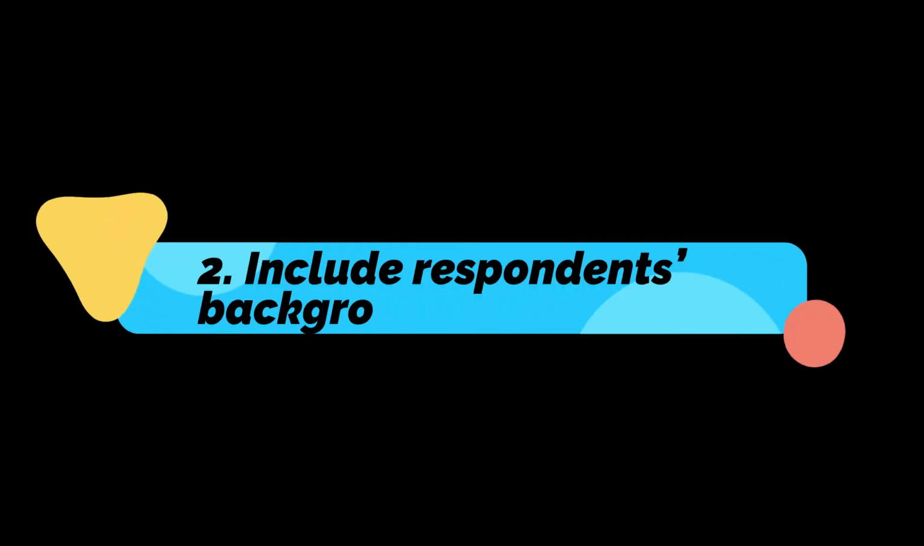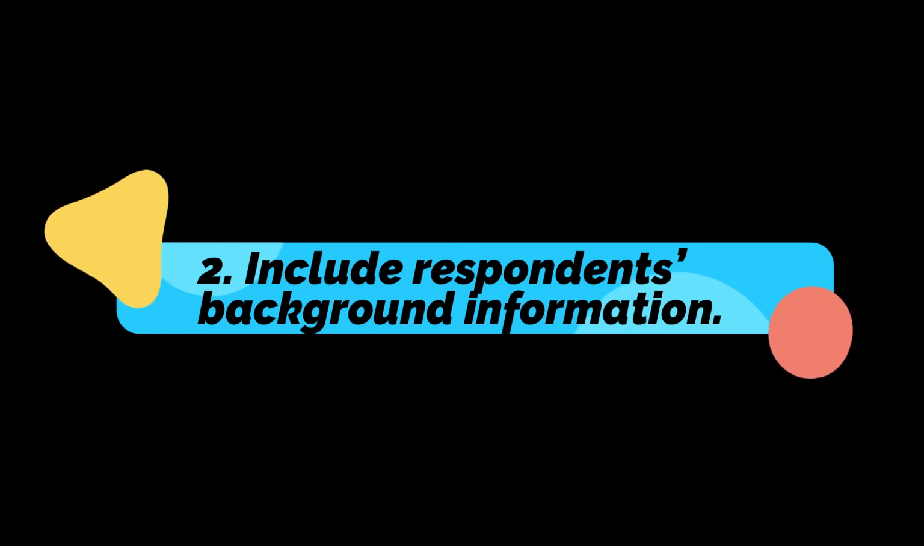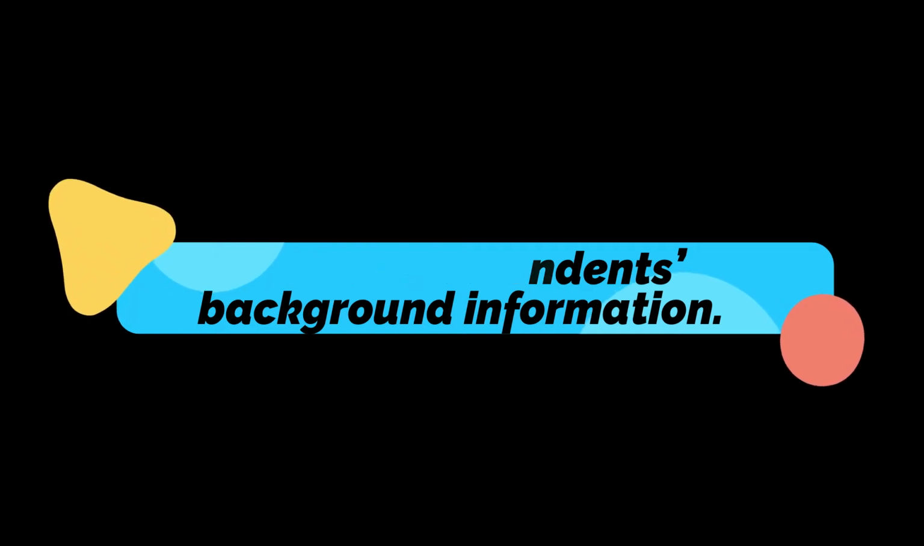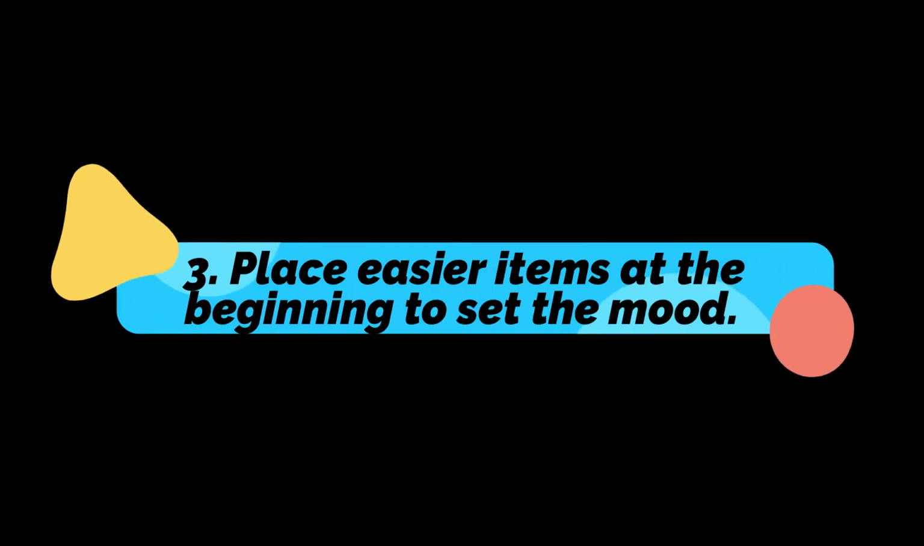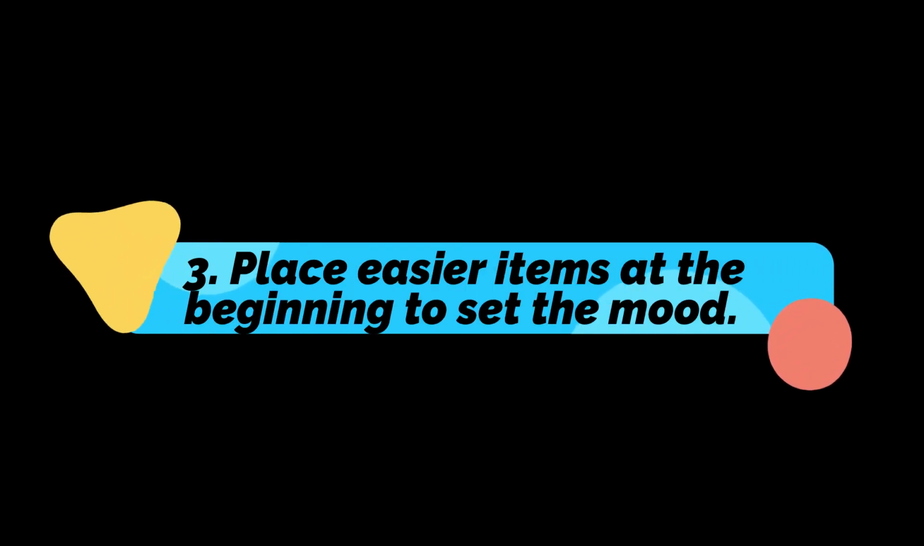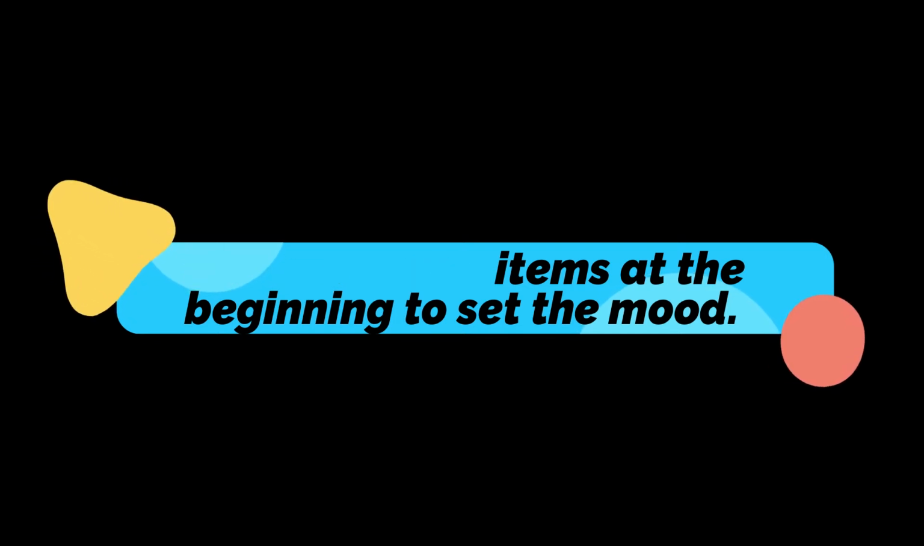Number 2, include respondents' background information. This part is needed so you could gauge some reasons for their responses which might not directly be evident in their answers to the survey questions. We commonly call it the demographic profile. Number 3, place easier items at the beginning to set the mood of your respondents. You may use the Likert scale chart as part of your survey.